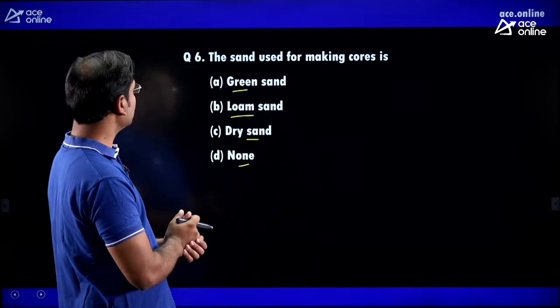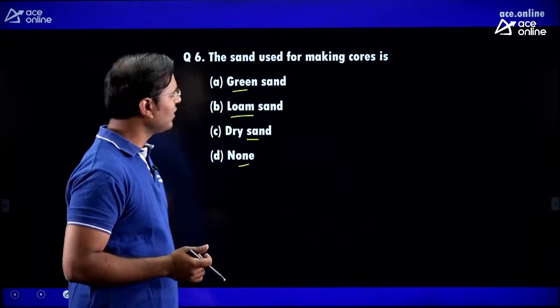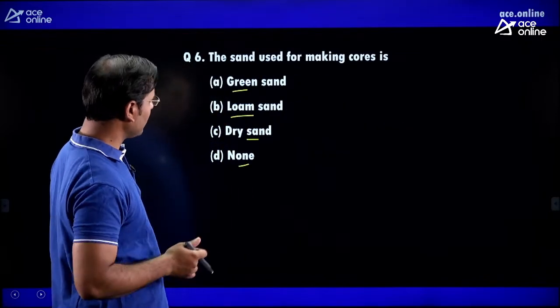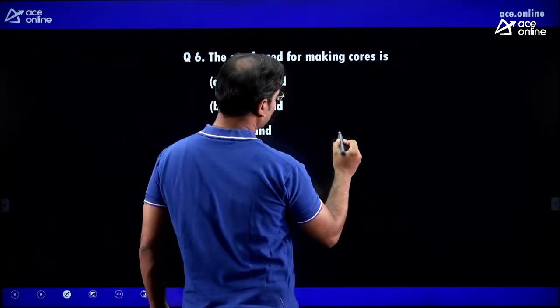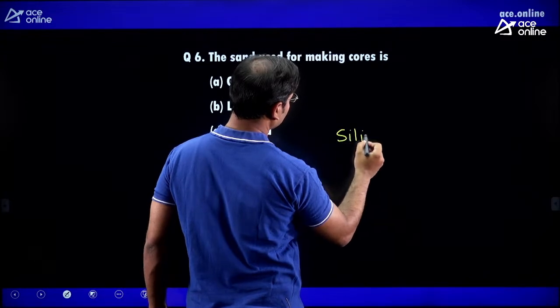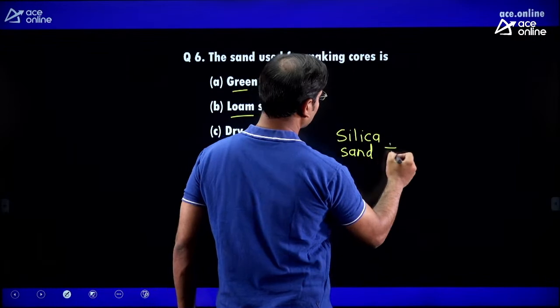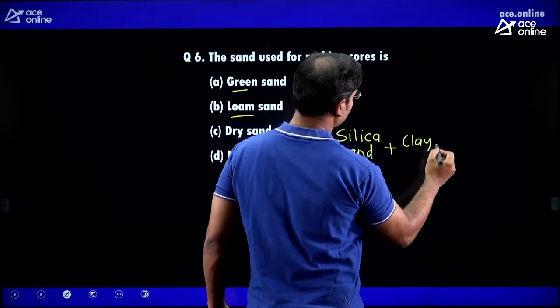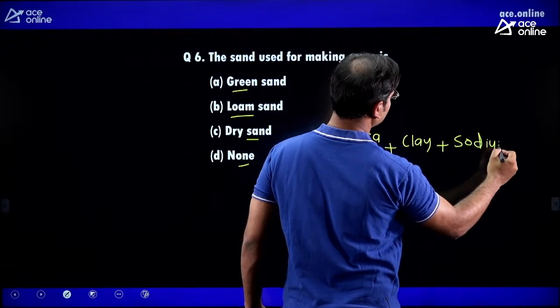Yes, now we can continue. The dry sand we can use for making cores. Then why use the core? I didn't bring the diagram here, but you can see how to make the dry sand. We can take silica sand plus clay, and instead of water here we are using sodium silicate.